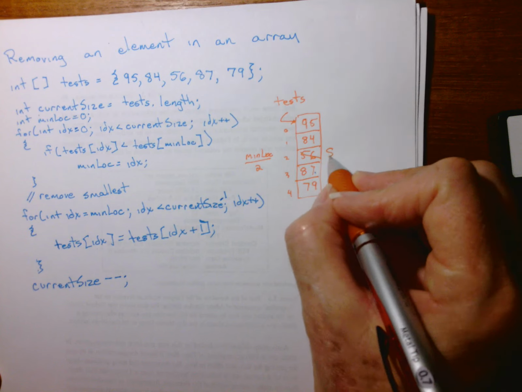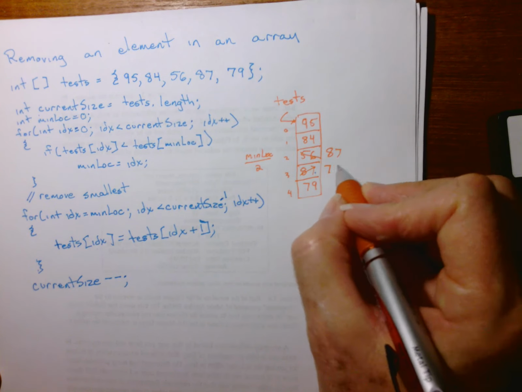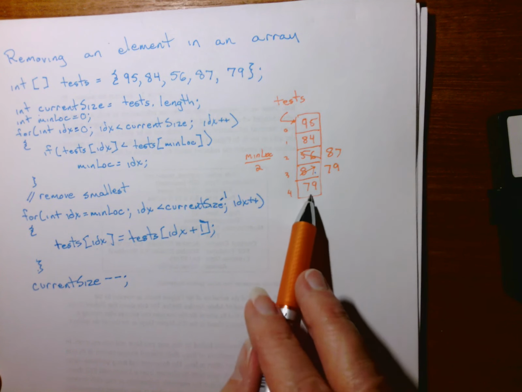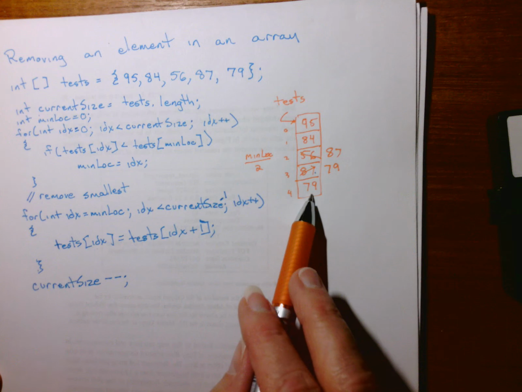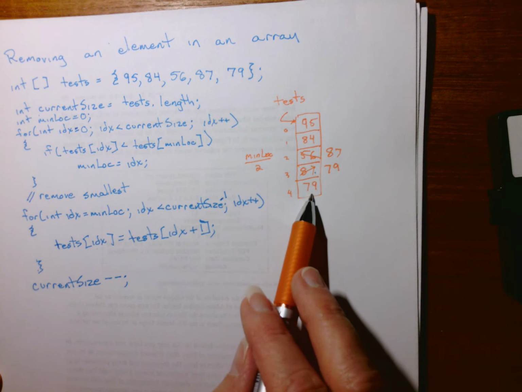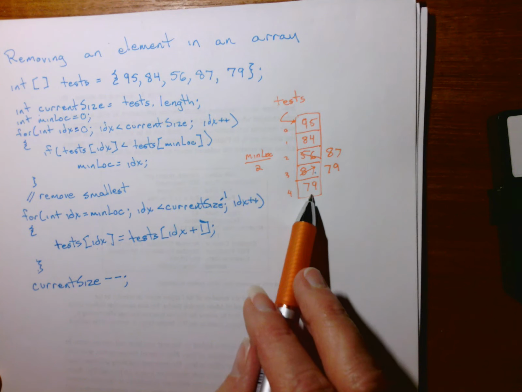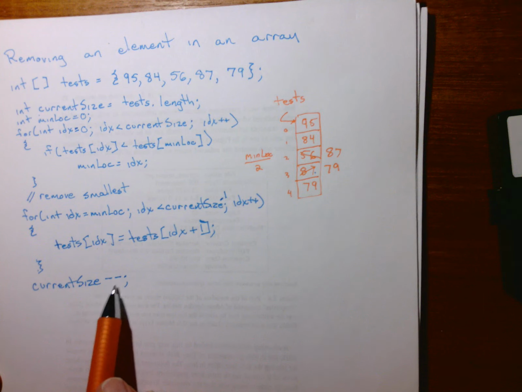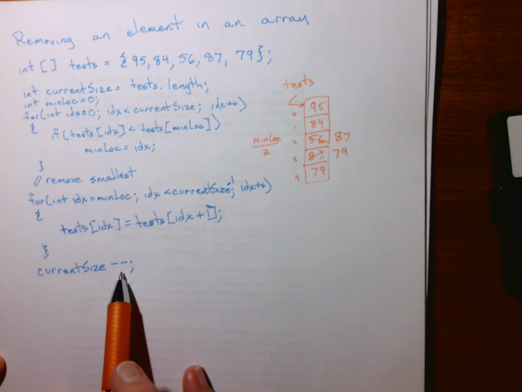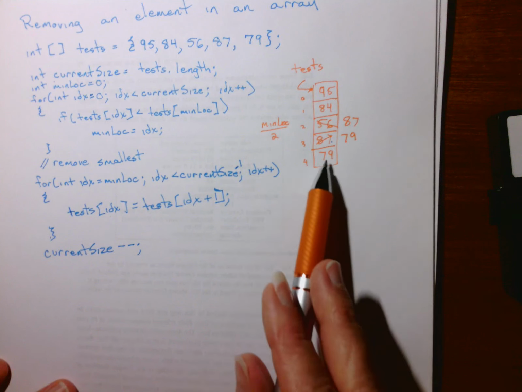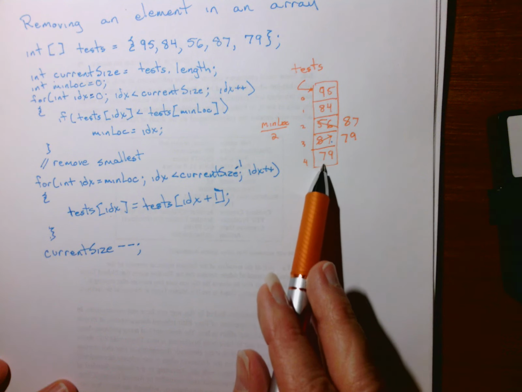Whiteout would be handy at this point. 87, 79. Have I changed this last element? Have I changed the last 79? I have not. I have not changed that element. However, if I'm only looping to current size, I've subtracted one from current size, so the next time I loop through, I'm not even going to visit that element.